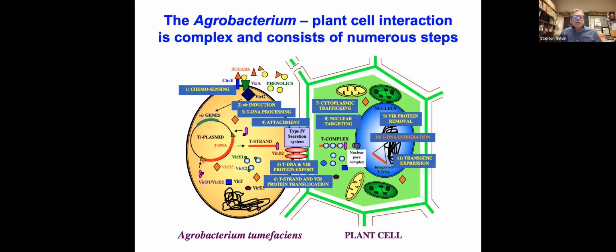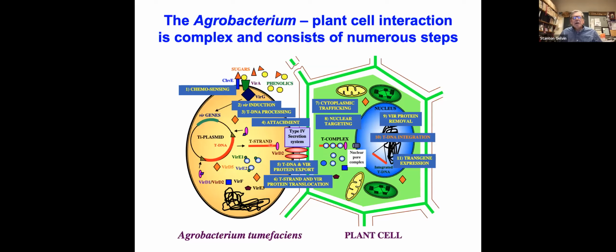And then VirD2 is going to covalently attach to one end, the 5' end of this DNA, and peel this off as a single-stranded molecule with VirD2 attached. Then what happens is the bacteria have to bind or attach to the plant cell, and VirD2 protein, along with several other proteins, VirE2, VirD5, VirE3, and VirF, these are called effector proteins, are going to go from Agrobacterium into the plant cell using what's called a type 4 secretion system, which is actually composed of the VirB proteins and VirD4.